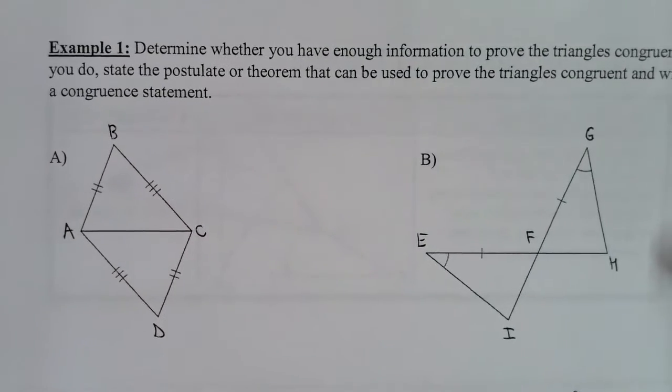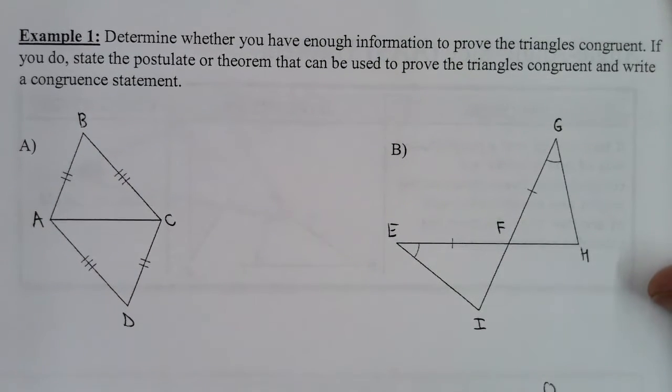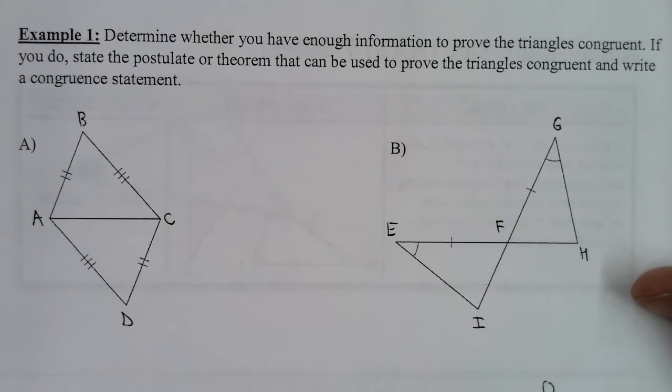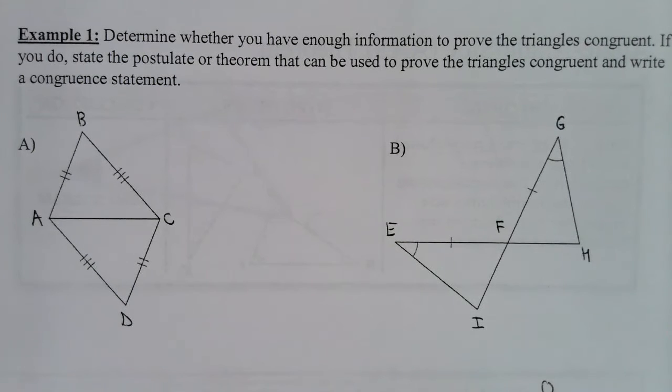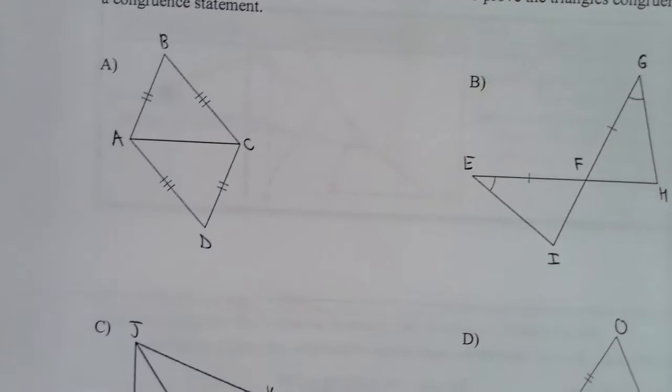Example 1. Determine whether you have enough information to prove the two triangles are congruent. If you do, state the postulate or the theorem that can be used to prove the triangles are congruent, and write a congruent statement.